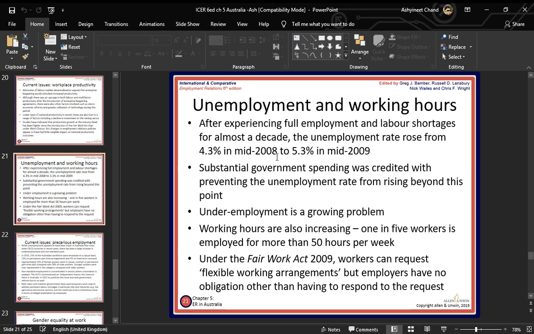One in five workers is employed for more than 50 hours per week. The norm is somewhere around 40 to 45 hours per week. Even the norm is now decreasing to 37.5 hours per week. So, one in five workers is employed for more than 50 hours per week. Under the Fair Work Act 2009, workers can request flexible working arrangements, but employers do not have any obligations other than having to respond to this request.